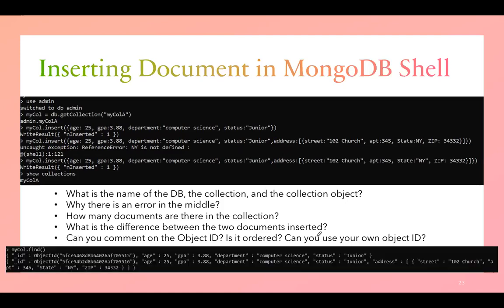So same as this, in this example, if you just simply type myCol, which is the collection object, dot find, what will happen? This is essentially equivalent to the SQL syntax: select asterisk from myCol. This is same as this one. So it's going to print all the documents.